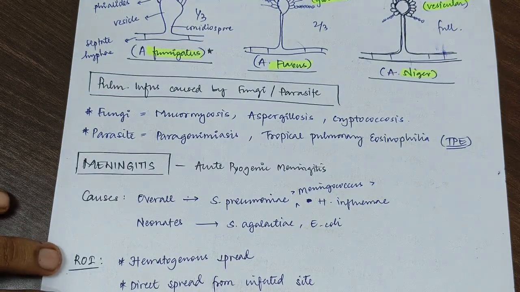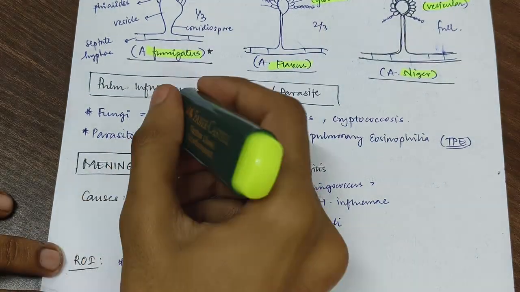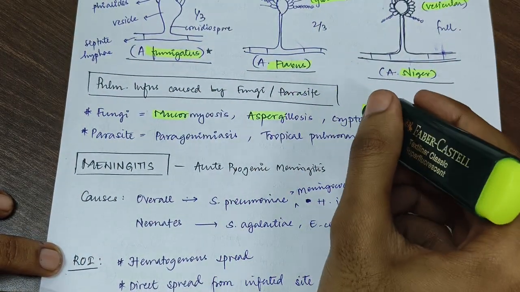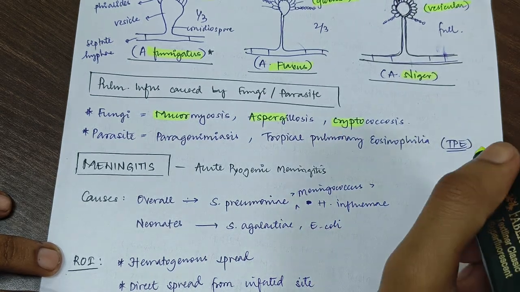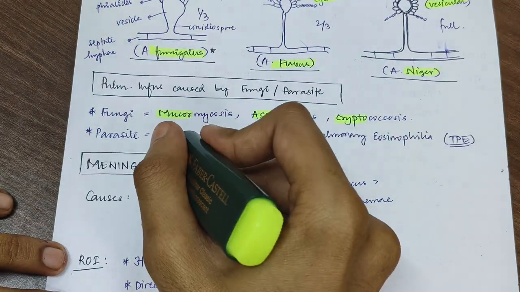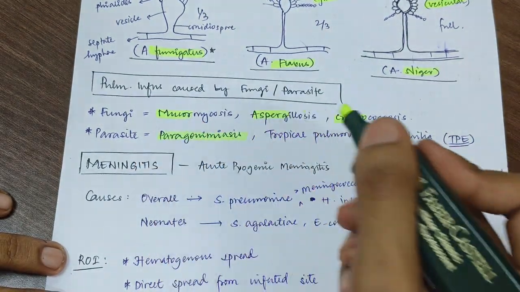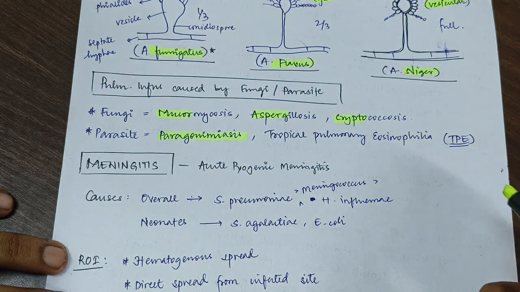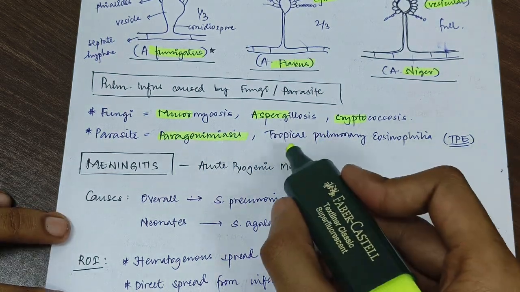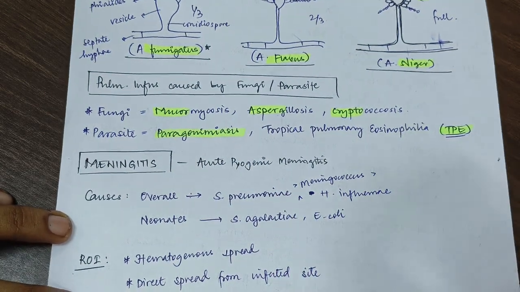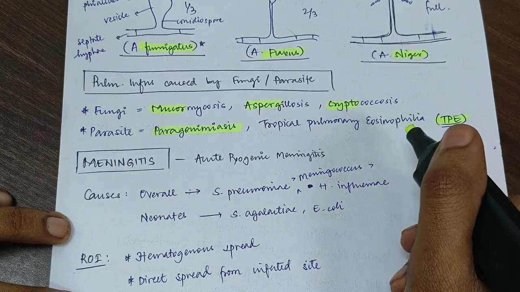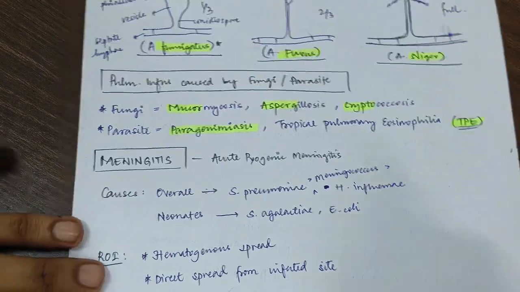Pulmonary infection caused by the fungi or parasites. Fungi will cause mucormycosis, aspergillosis, and Streptococcus are the fungal infections. Then parasite, it is paragonimiasis, caused by Paragonimus westermani, the lung fluke. Then tropical pulmonary eosinophilia, TPE. These are the 3 markers I have not mentioned. Please go and refer.